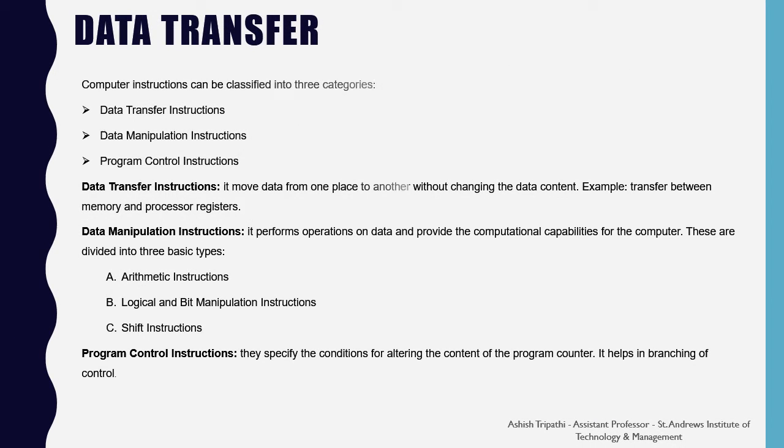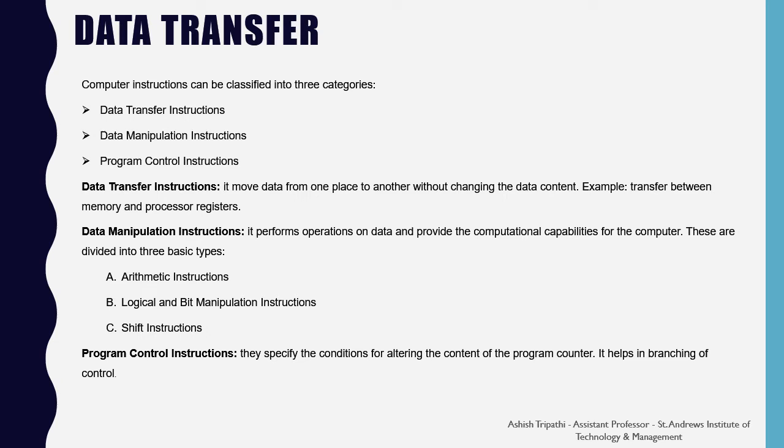Data transfer. Computer instructions can be classified into three categories: data transfer instructions, data manipulation instructions, and program control instructions. Data transfer instructions move the data from one place to another without changing the data content. Example, the transfer between the memory and the processor register. Suppose we want to copy a file from C drive to D drive, then this should be done with the help of data transfer instruction.